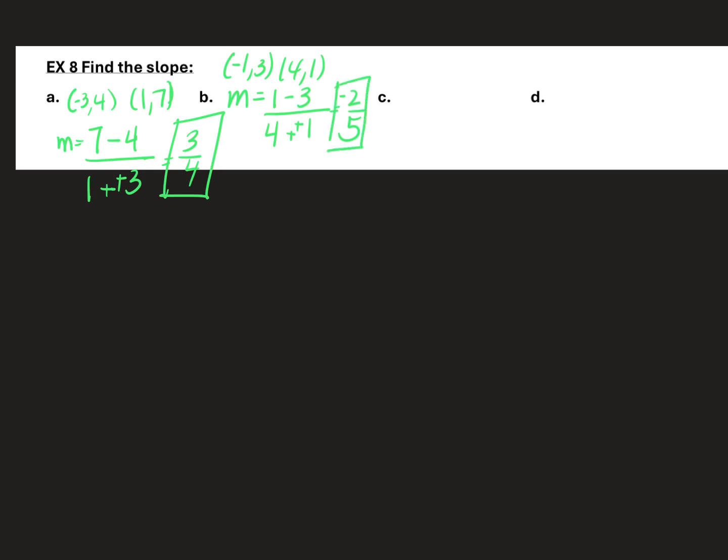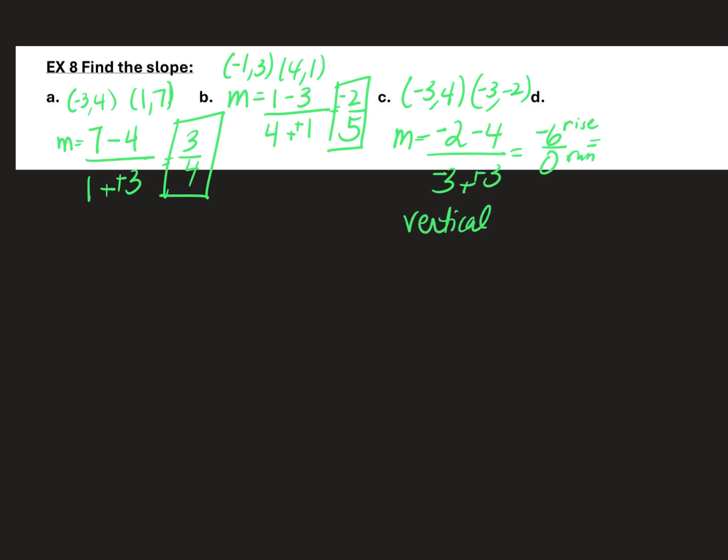Letter C, I've got two ordered pairs, negative 3, 4, and negative 3, negative 2. So my slope will be the change in y, negative 2 minus 4, divided by the change in x, negative 3 minus negative 3. Negative 2 minus 4 is negative 6. Negative 3 minus negative 3, that is 0. So that means rise 6, run 0 to the left. And hopefully you realize that's a vertical line. I'll go ahead and write that. And a vertical line has an undefined slope.